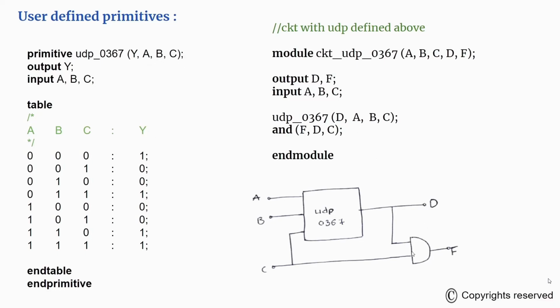And there is an AND relationship between D and F. F is the output of the AND gate, D and C are its inputs, and I'm ending the module. This is how we can define our own user-defined primitives, and we can use them later in modules by instantiating them.